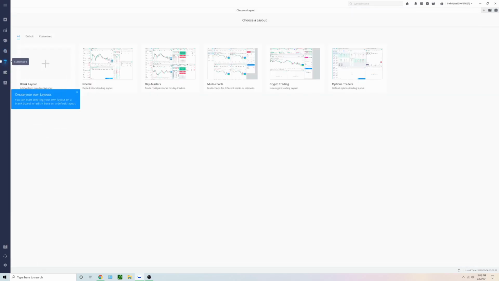Also, we have the customization tool. You can actually choose if you want to have different charts, if you're crypto trading, options trading, multi-charts, day traders, all that. You have all of these options on the desktop platform. This is a little new feature that I like. I'm going to be looking at this a little bit more closely. I haven't used it too much, but I like this feature a lot.